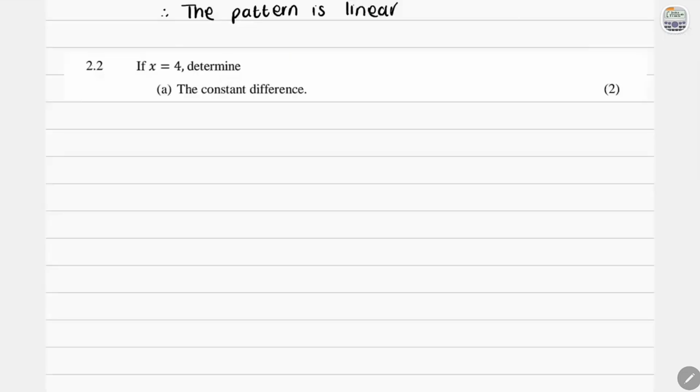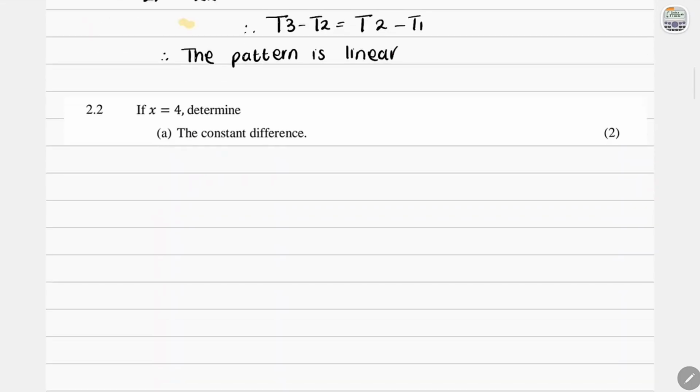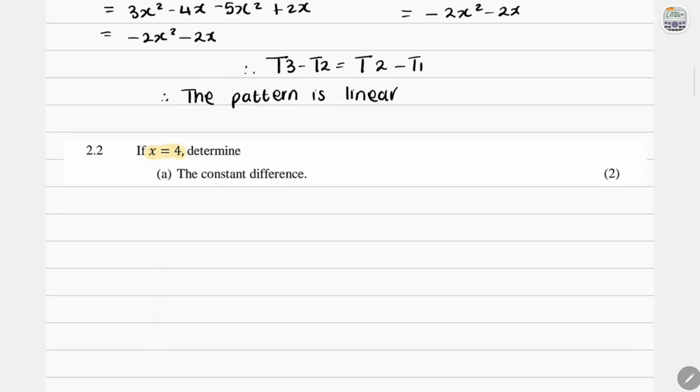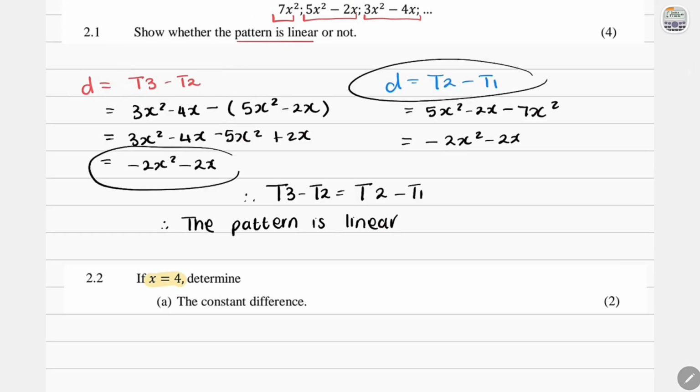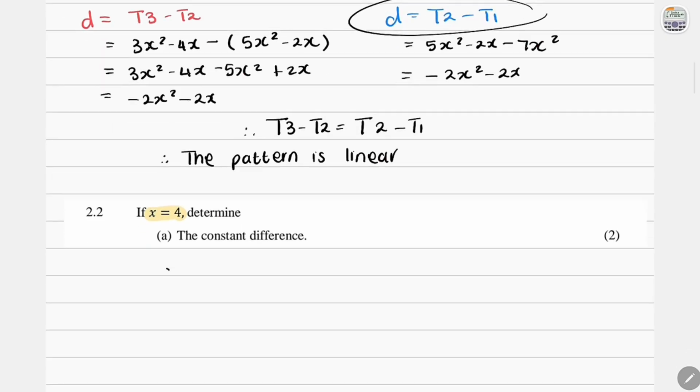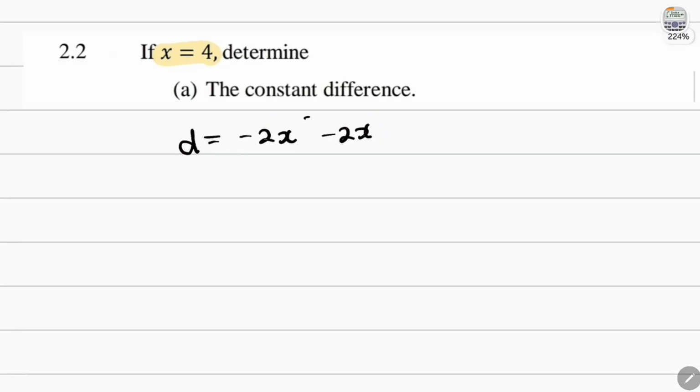Question 2.2 says, if x is equal to 4, determine the constant difference. Okay, so they're already telling us the value of x. How did we find the constant difference initially? We went ahead and found it in two ways, and we can see that that constant difference is this. So we know our constant difference is negative 2x squared minus 2x. But now x is equal to 4.